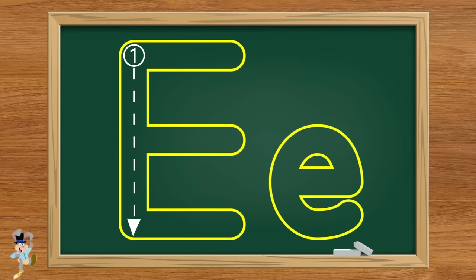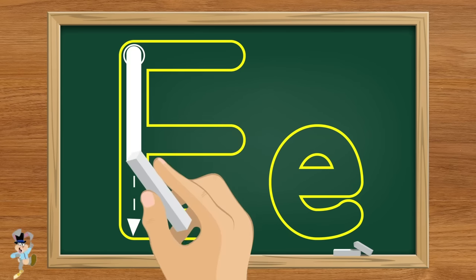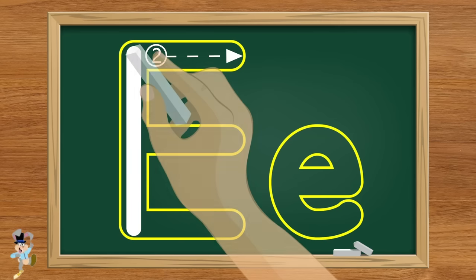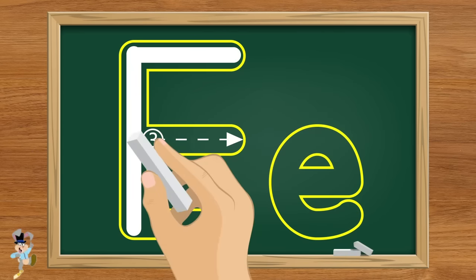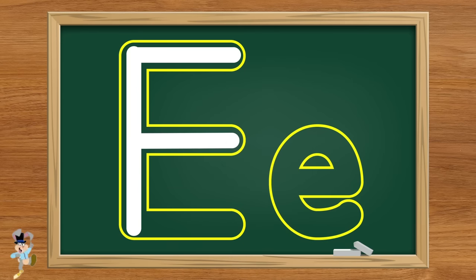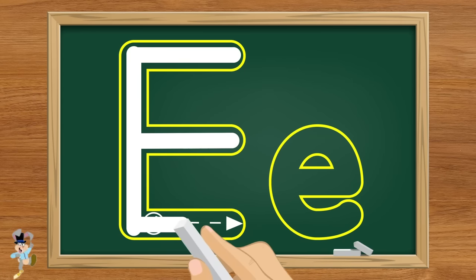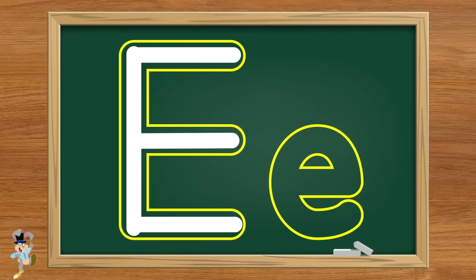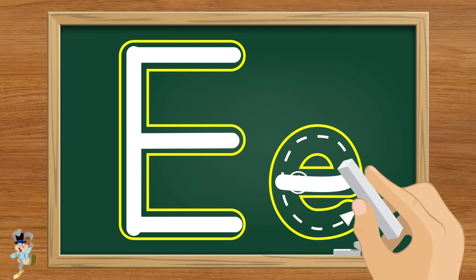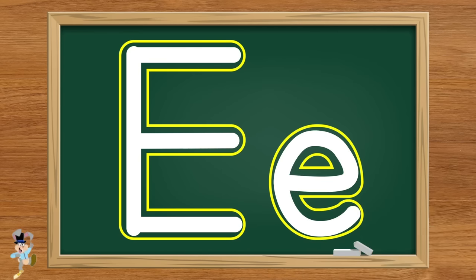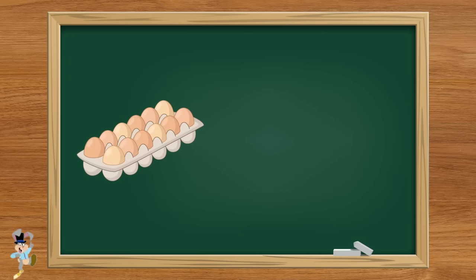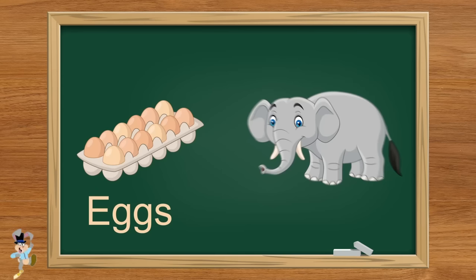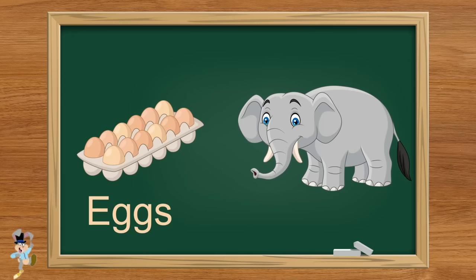Let's learn how to write the letter E. E is for eggs. Elephant.